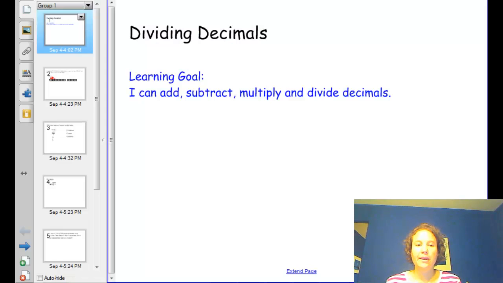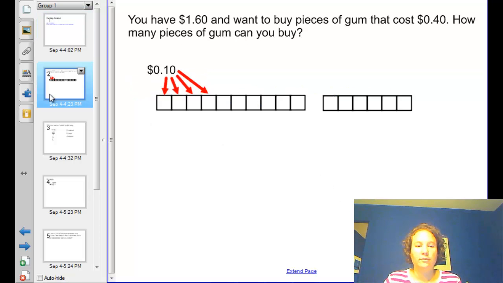This lesson is going to be about dividing decimals, and you can see this is the last part of our learning goal that we've been working on for the last few lessons, that you'll be able to add, subtract, multiply, and divide decimals. So here's an example where we might need to divide decimals.